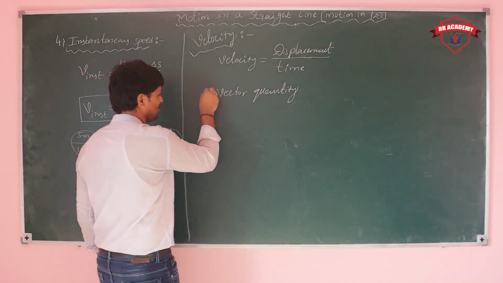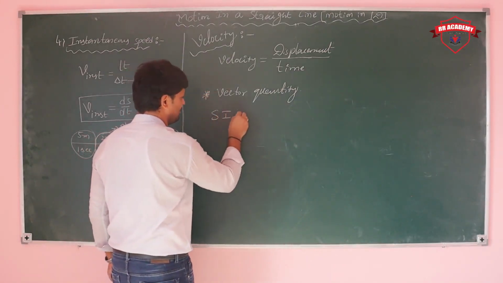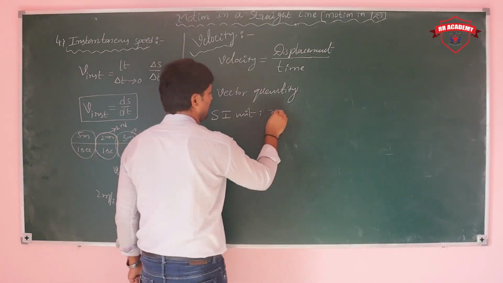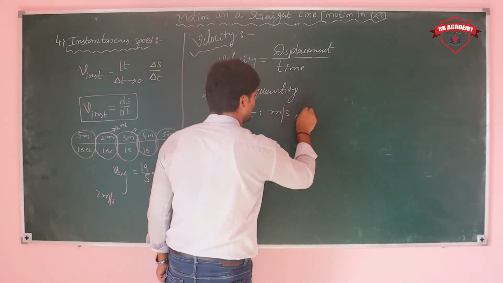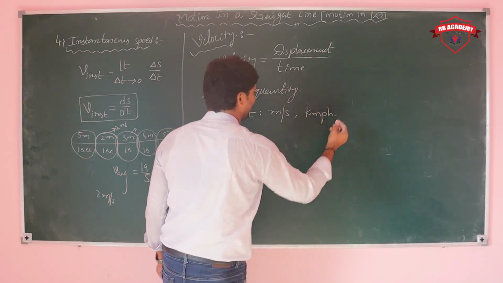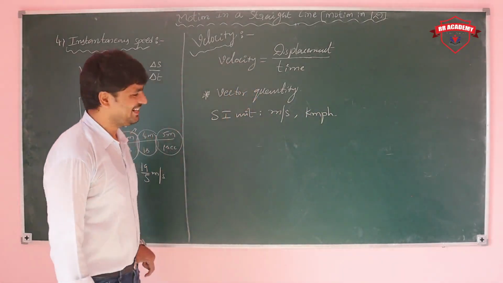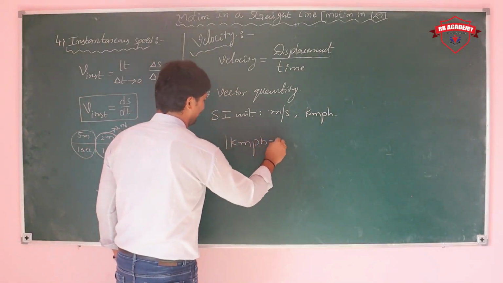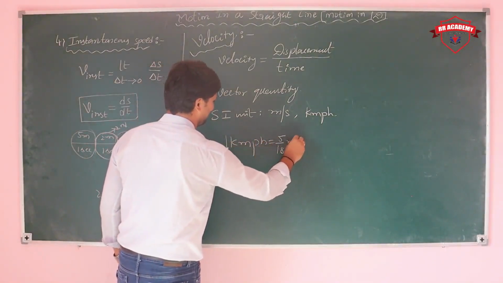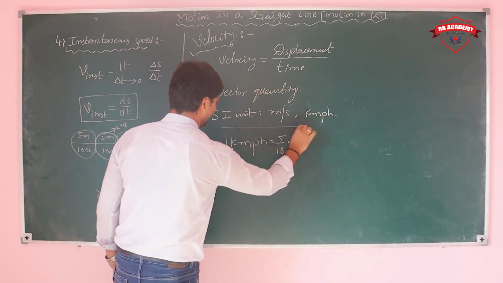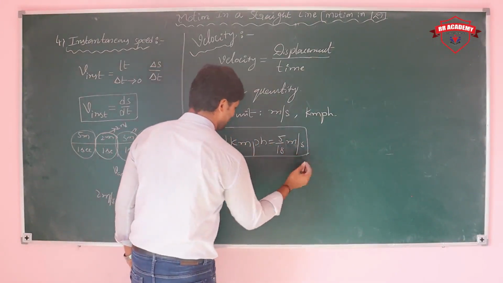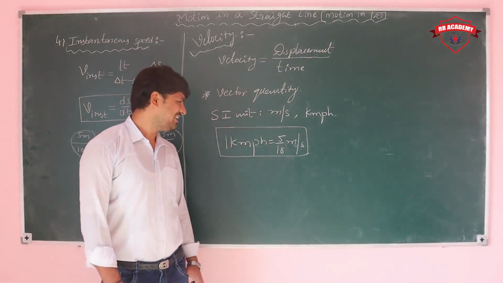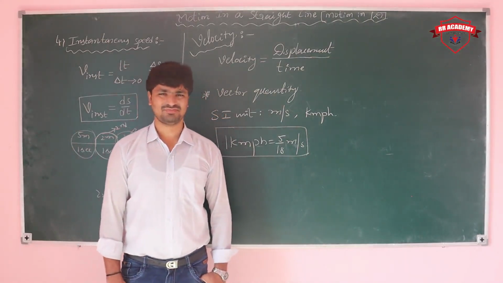And what is the unit of that? The unit is simply meter per second, and another unit we use is kilometer per hour. We know that 1 kilometer per hour equals 5/18 meter per second. In the previous session we discussed this. So 1 kilometer per hour equals 5/18 meter per second.